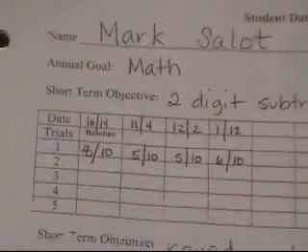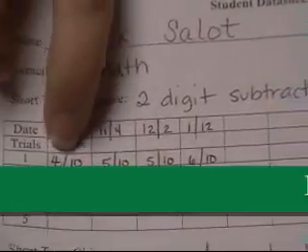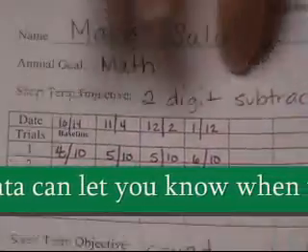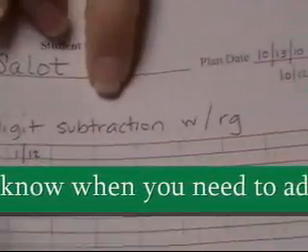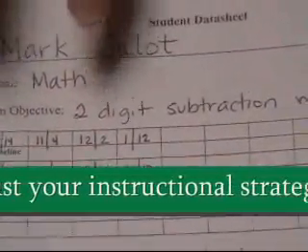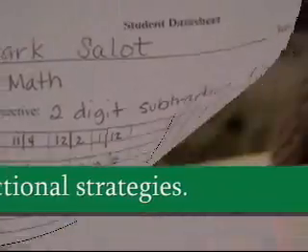The next time I assessed him, it was 5 out of 10. Then after that, it's 5 out of 10 again. We're not making much growth, so I obviously need to change what I'm doing. What's he doing wrong? And then 6 out of 10. It's starting to go up, and he's got a whole year to master this. Regrouping to the hundredths place.